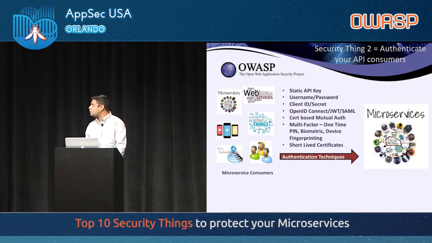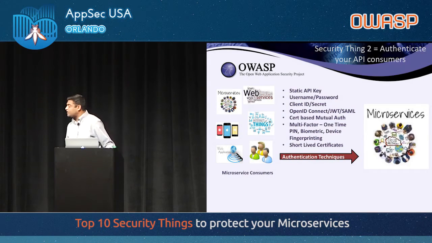Now, once you let the customers come to your endpoint using SSL, the other thing that you need to do is make sure you're authenticating your API customers. One of the things that I see, microservices is like your home. So if you are permitting somebody through your front door, you need to make sure you know who they are, right?